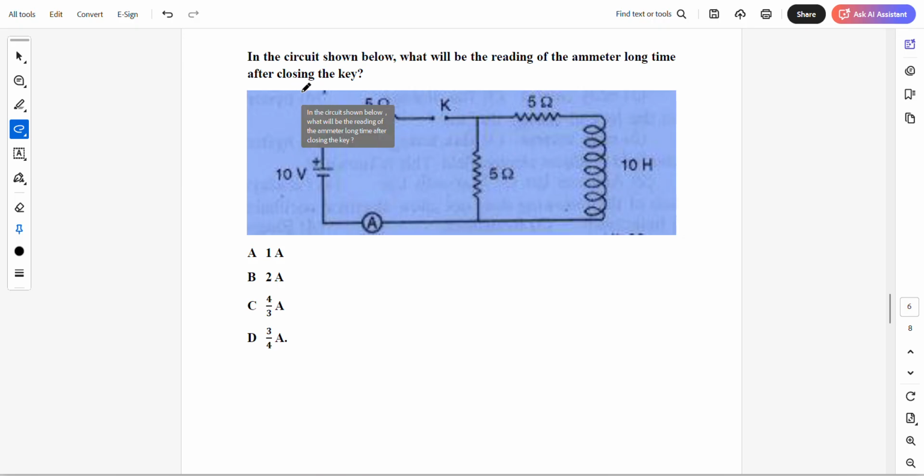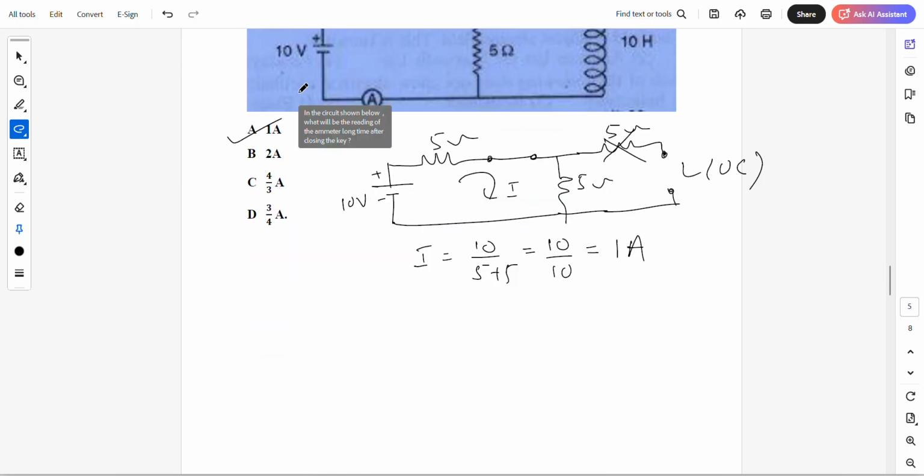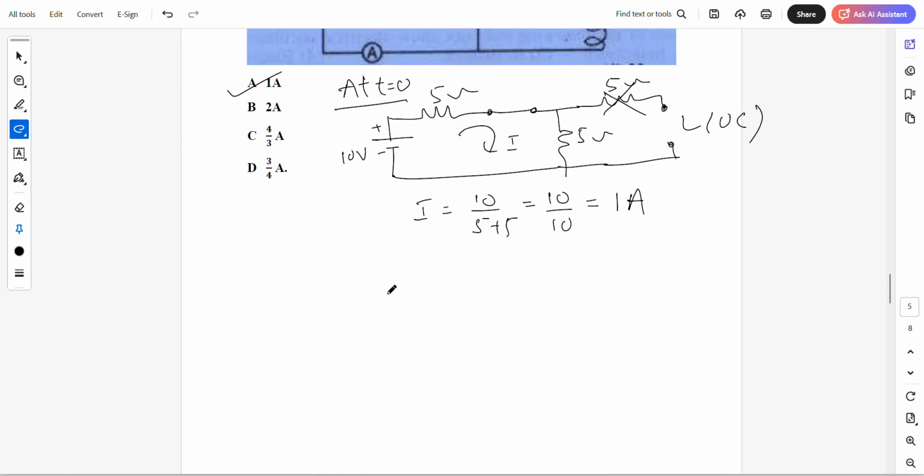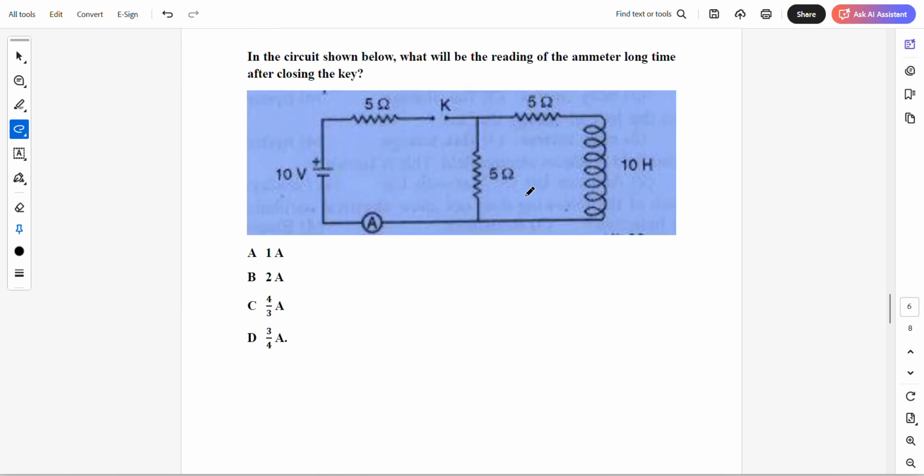Now, this is the circuit at t is equal to 0, just after closing the switch. In the next problem, what is it saying? The reading of the ammeter long after closing the switch, at t is equal to infinity. At t is equal to infinity, what happens?